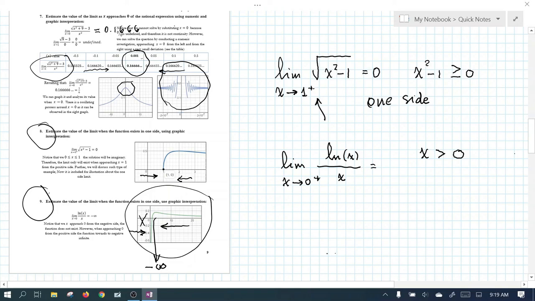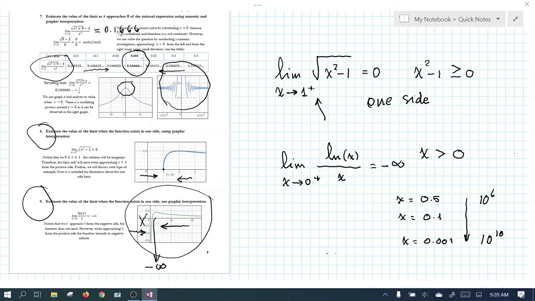And when approaching zero from the right, the function goes down to minus infinity, which is the solution of the limit: minus infinity. You can evaluate, you can calculate using x equals, for example, 0.5, x equals 0.1, and x equals 0.001, and you will see that in that direction the magnitude of the value increases. Could be here 1,000,000, 10^6, could be here 10^10. It increases, increases, increases as you approach zero. This is also a one-sided limit.